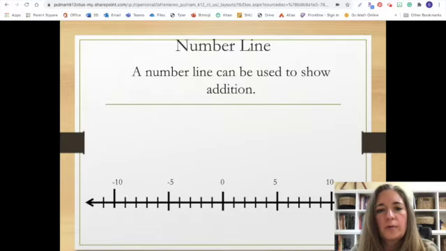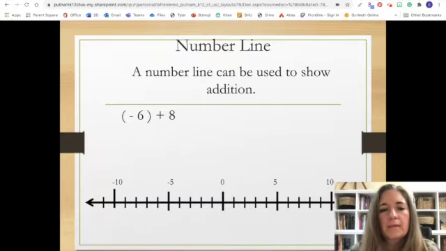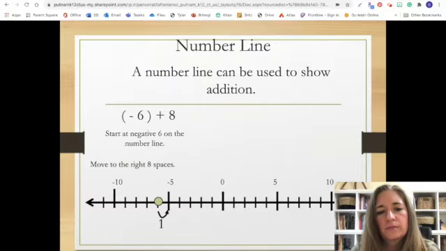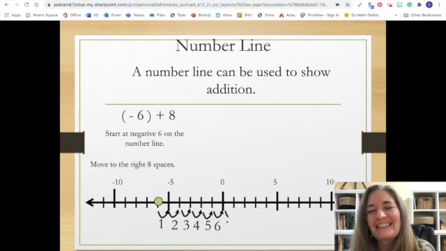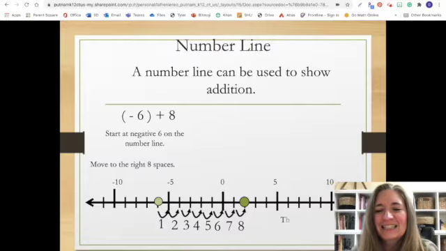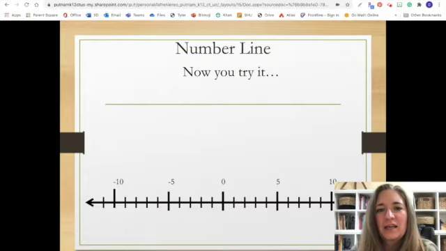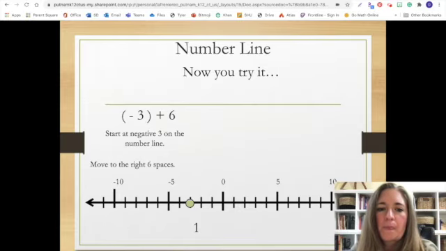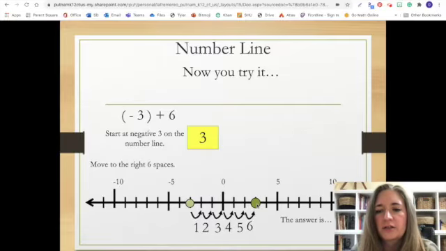So why don't you try one on your own? So again, -6 plus 8. And we would start at -6 and then move 8. 1, 2, 3, 4, 5, 6, 7, 8. And our answer is 2. And that's really all it takes. So how about -3 plus 6? Again, start at -3 and you move 6 to the right because it's positive, and your answer is 3.